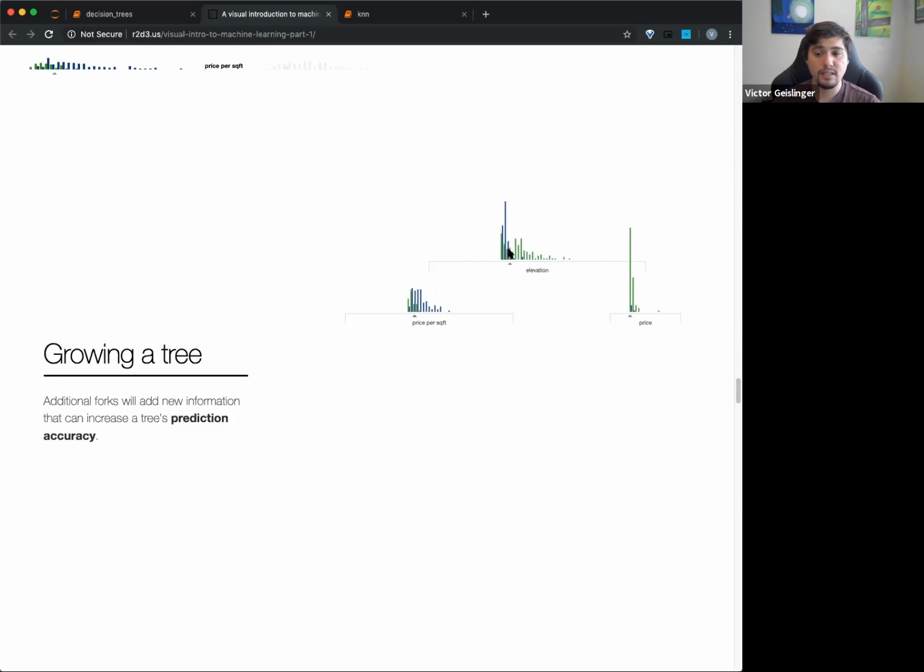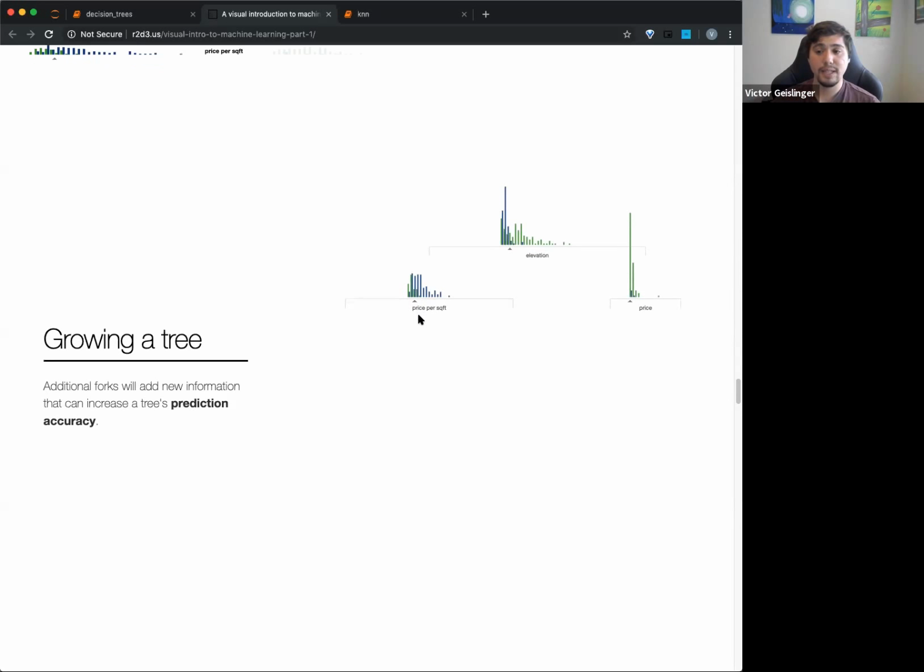So you can see we're going to get some green, some blue, right? Some San Francisco, some New York. And then from here, we say, okay, price per square foot. This is our cutoff point. Everything that's less than this amount right here, you're going to go off to the left. If you're greater than the price per square foot at this level, you're going to go off to the right.